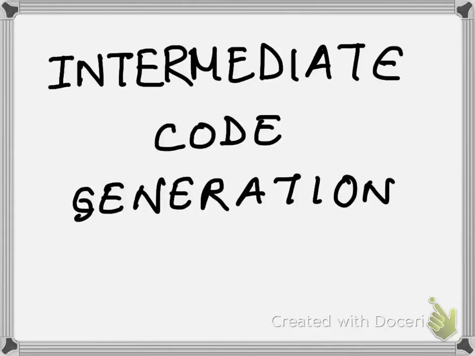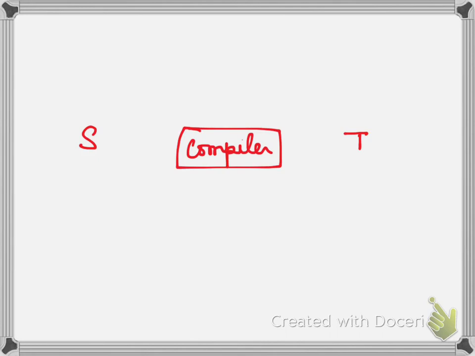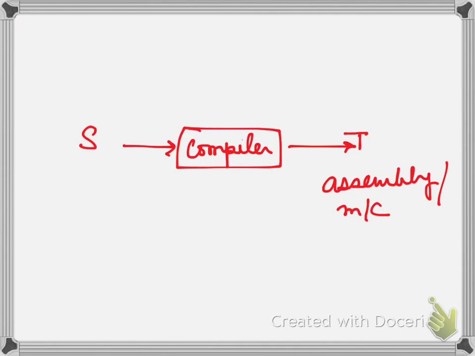Hello everybody. In this video we are going to talk about intermediate code generation. So we know that most compilers convert from a source language to some target language. That is the work of the compiler. It takes as input a source language and produces a target language. Now most of the time this target language is either assembly language or machine language.